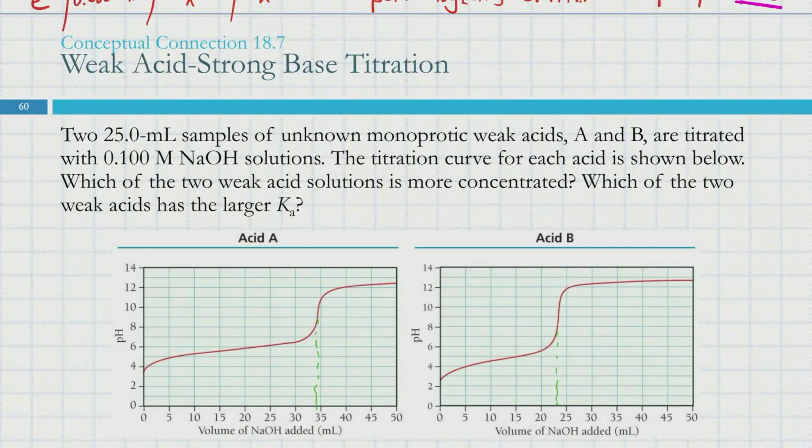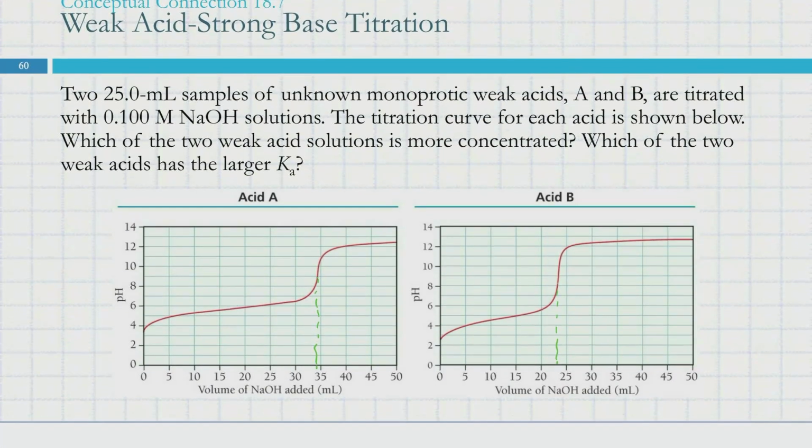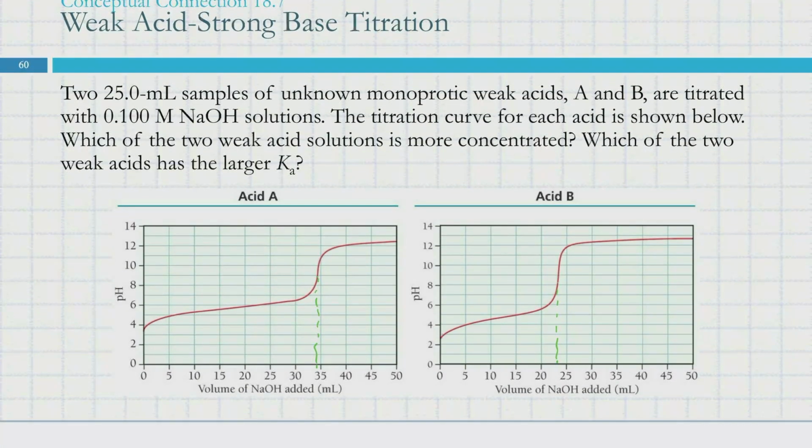If we looked at the curves instead of where the pH was, or how many milliliters that was in, that would be what we would be looking for, which is more concentrated. So A is more concentrated.